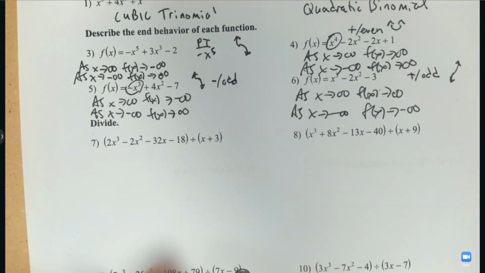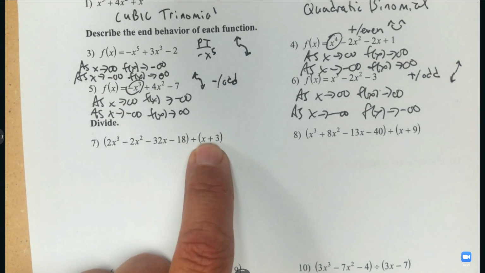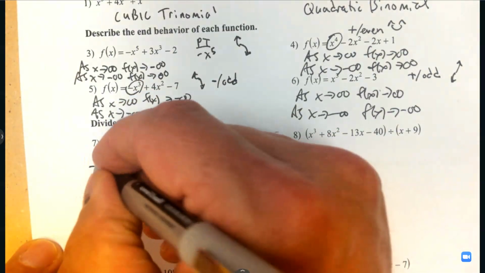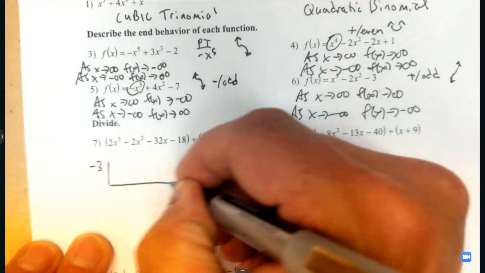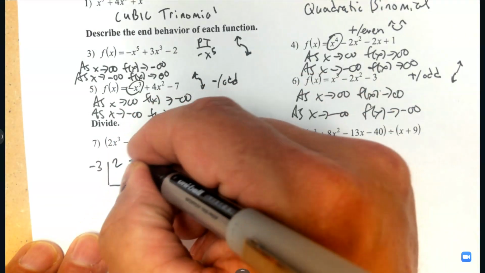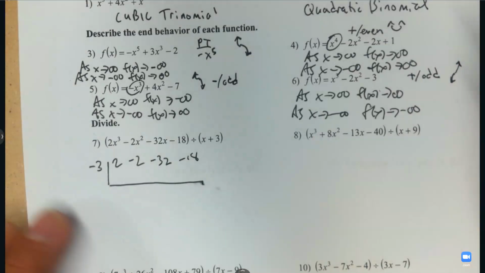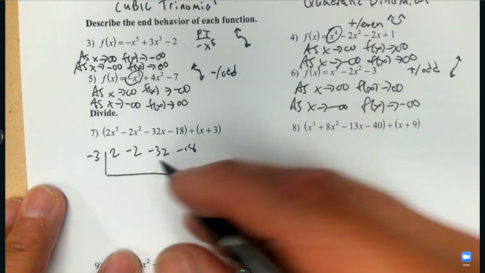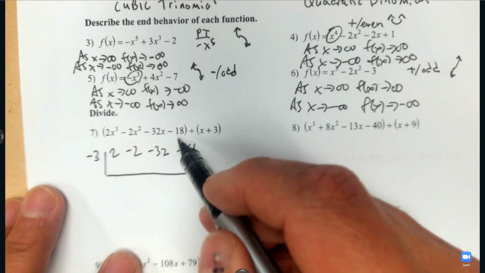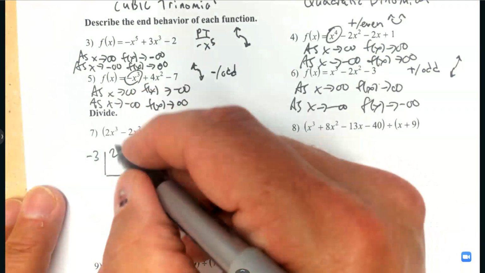All right, do you remember how to divide? This is a simple divisor, so we can take the 0 or the opposite number and do synthetic division. We have 2x cubed, negative 2x squared, negative 32, and negative 18. Remember, if there's a power that's missing, you have to put 0 in that place.